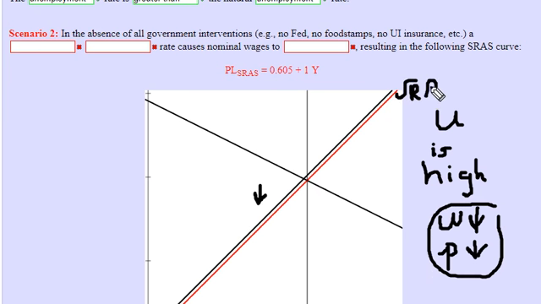Short run aggregate supply increases, aggregate marginal cost decreases. Right? You go from black to red. So vertically, you go down. That's a decrease in aggregate marginal cost. When you go sideways, that's an increase in short run aggregate supply. So this causes short run aggregate supply to increase.